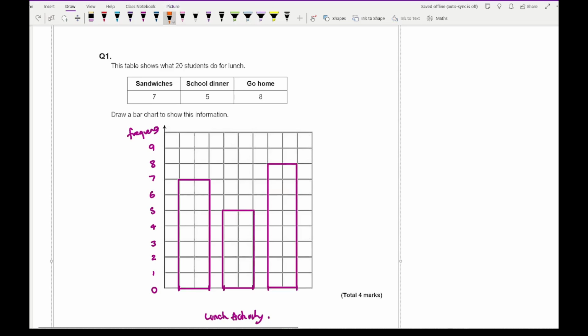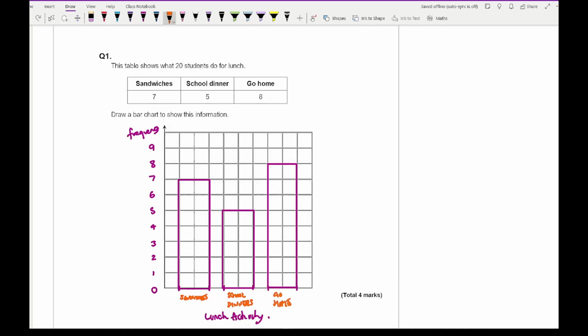Now you could either have a key, or you can just write really small. So I could write sandwiches if it fits, which you can just about see. I don't think you can, but it is what it is. So school dinners, and we've got go home.